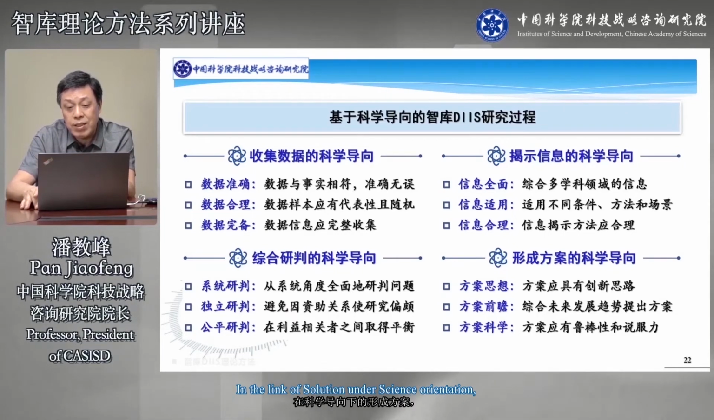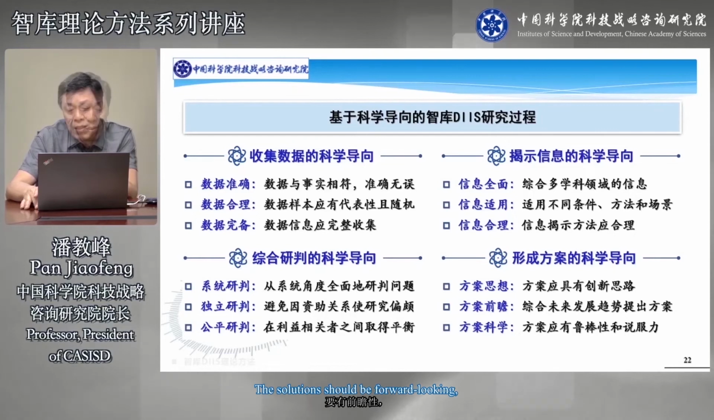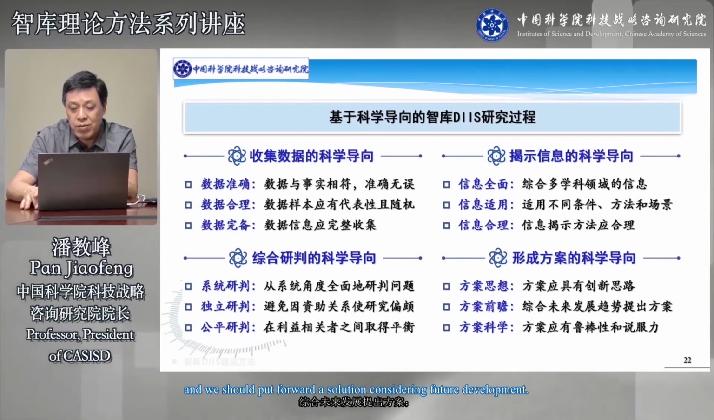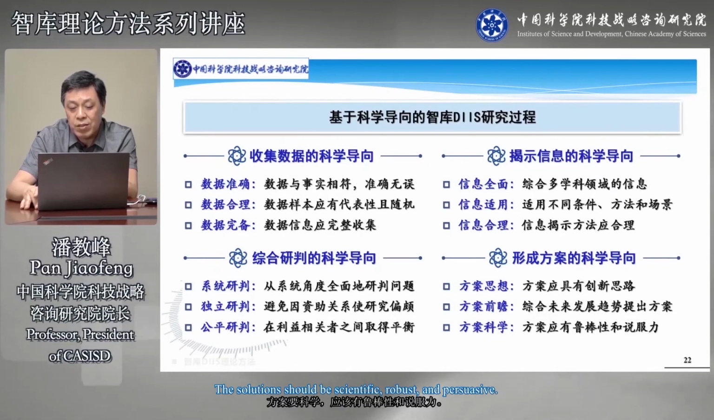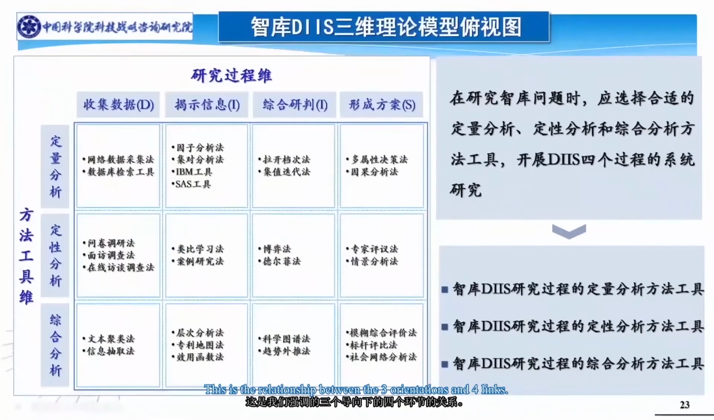In the link of solution under science orientation, the solutions should be ideological and have innovative ideas. The solutions should be forward-looking, and we should point forward a solution considering future development. The solutions should be scientific, robust, and persuasive. This is the relationship between the three orientations and four links.